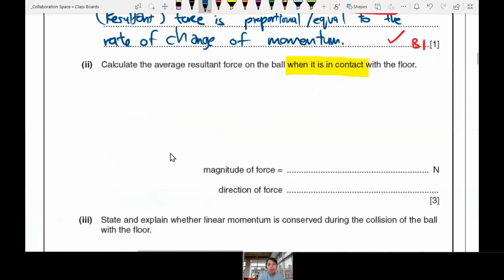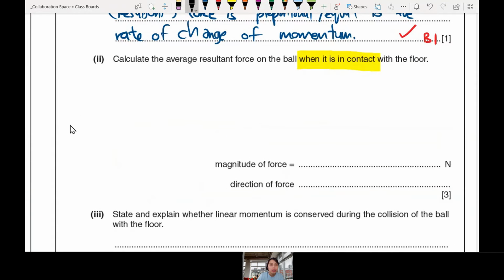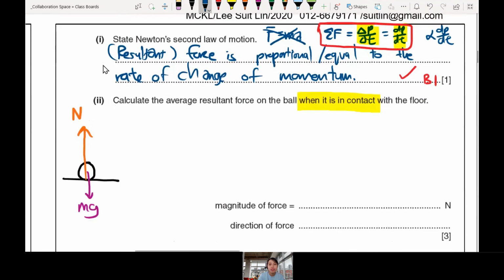Okay, when the ball is in contact, how do we know what's the resultant force in contact? So you have weight of the ball trying to pull it down, yeah. But there's some other force from the floor trying to push the ball up. This one's going to be much bigger, I suppose. Push it up. This is the normal contact force. So there are two ways to do this. The first one is to use Newton's second law that we just wrote up there. Net force is change in momentum over change in time. This is one way to do this.